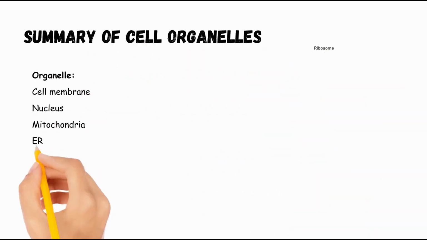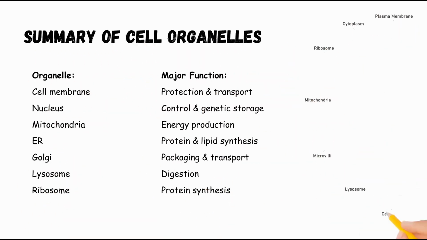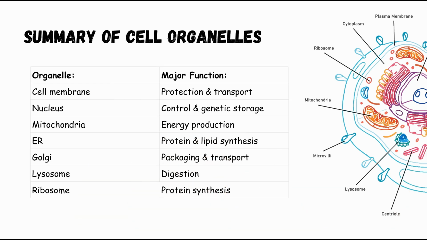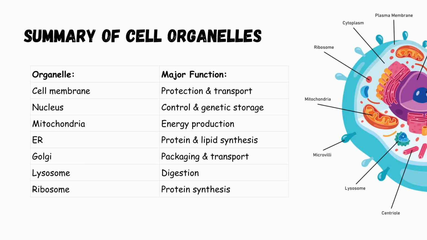This slide summarizes the major organelles and their key functions. Each organelle has a specific role, but all work together to maintain normal cell function. Damage to even one organelle can disturb cellular activities and lead to disease. Understanding these functions helps us understand how the body works at a microscopic level.